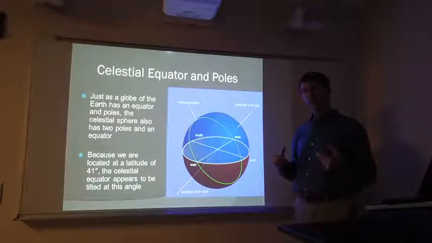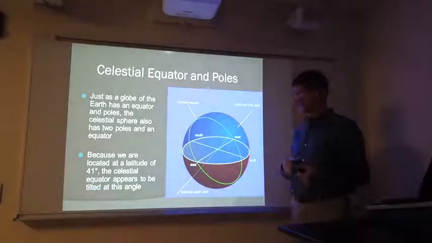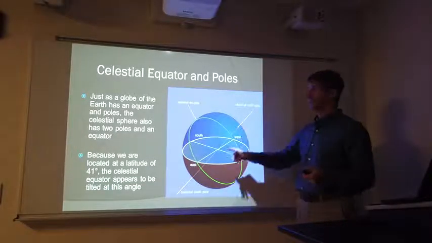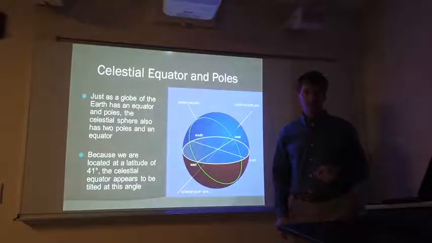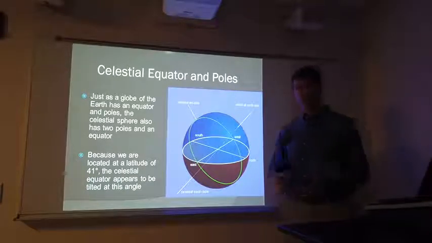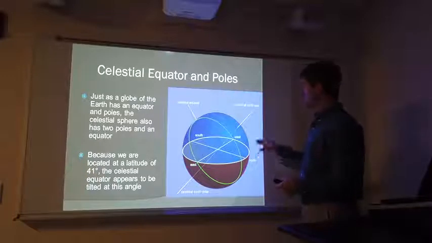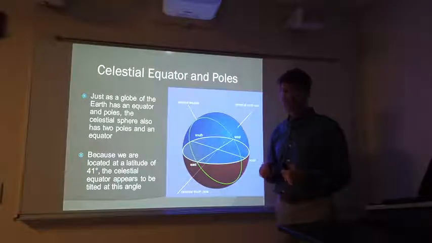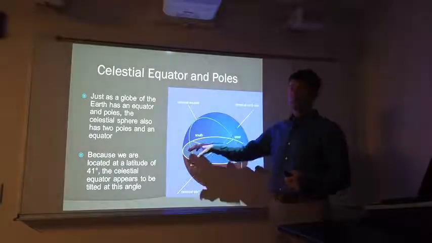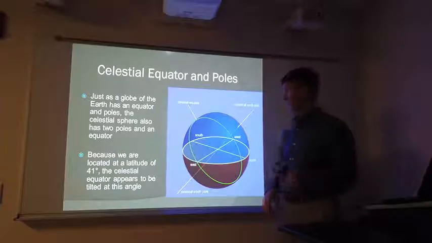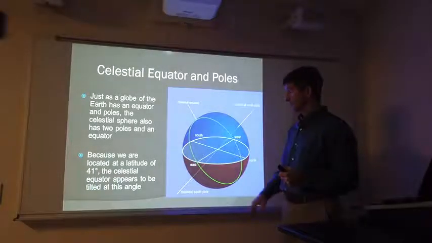Now, extending from the Earth the concept of the North and South Pole, we also have a North and South celestial pole. At our latitude, approximately 41 degrees north, we can only see the North celestial pole, and we can see some of the southern half of the celestial sphere.